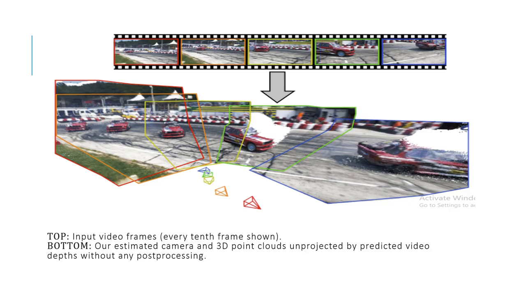This is how MegaSaM plays a key role. At the top we see the input video frames, with every 10th frame shown, nearly 5 frames. Then at the bottom is our estimated camera and 3D point clouds, projected by a predicted video depth, without any pre-processing.